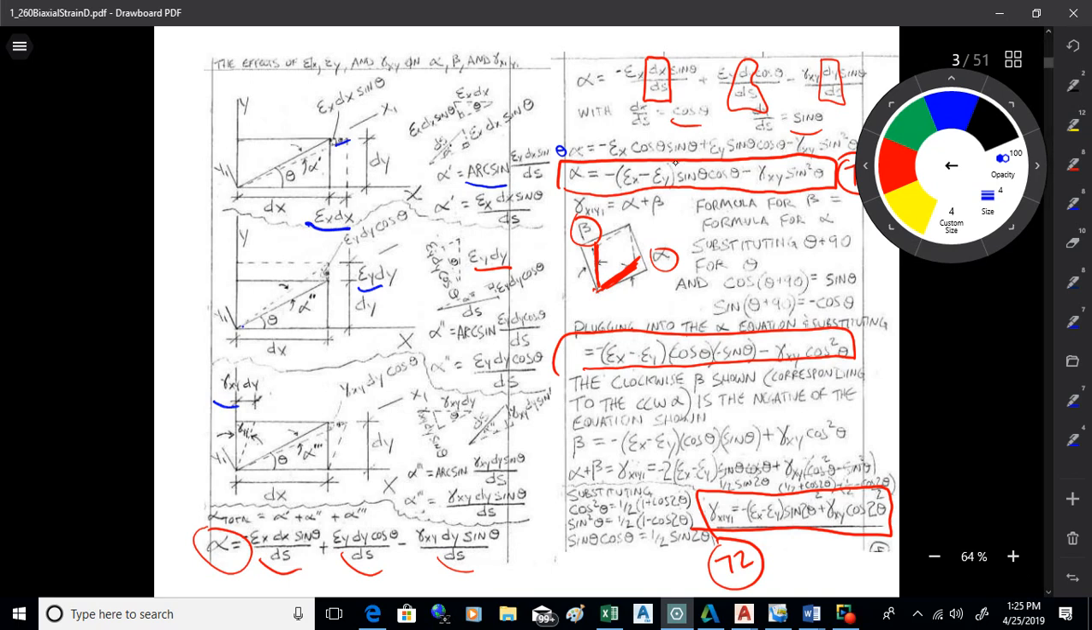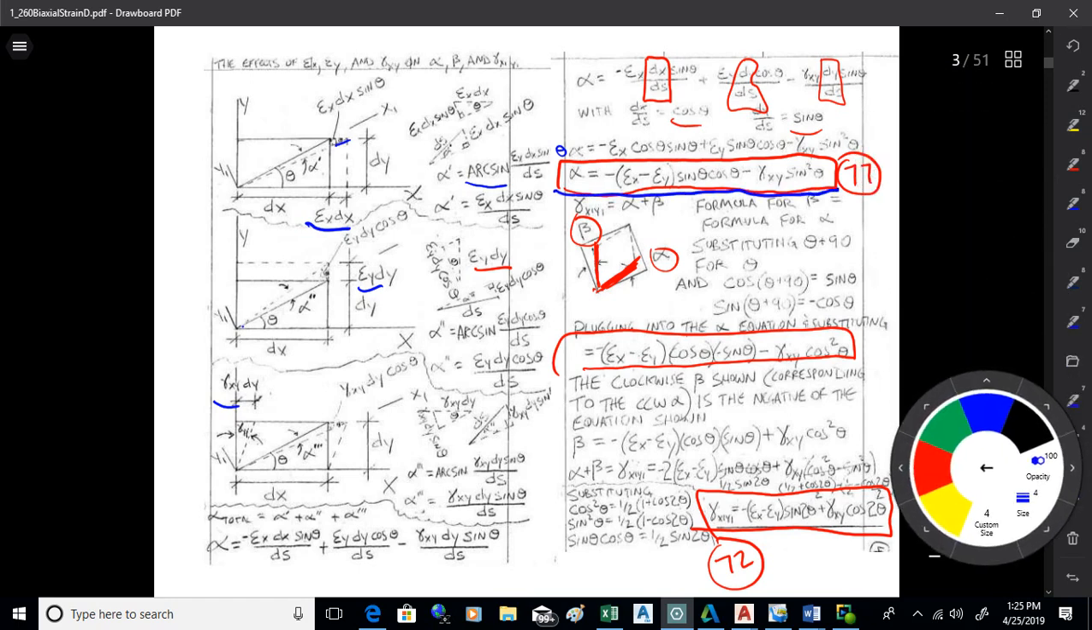We add up the 3 separate terms right here, and we refer to that rotation of that angled line as alpha. Again, we come up with that equation right here. So this is the alpha equation. That tells us how that line would rotate if we apply those 3 strains. That's equation 77.